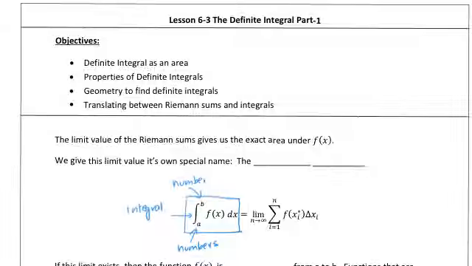We're going to also have just the integral with no numbers, and this is going to be the indefinite integral. And we'll get to that a couple lessons from now. But the topic of today's lesson is this definite integral, and we have just learned that the definite integral is the limit of a Riemann sum.